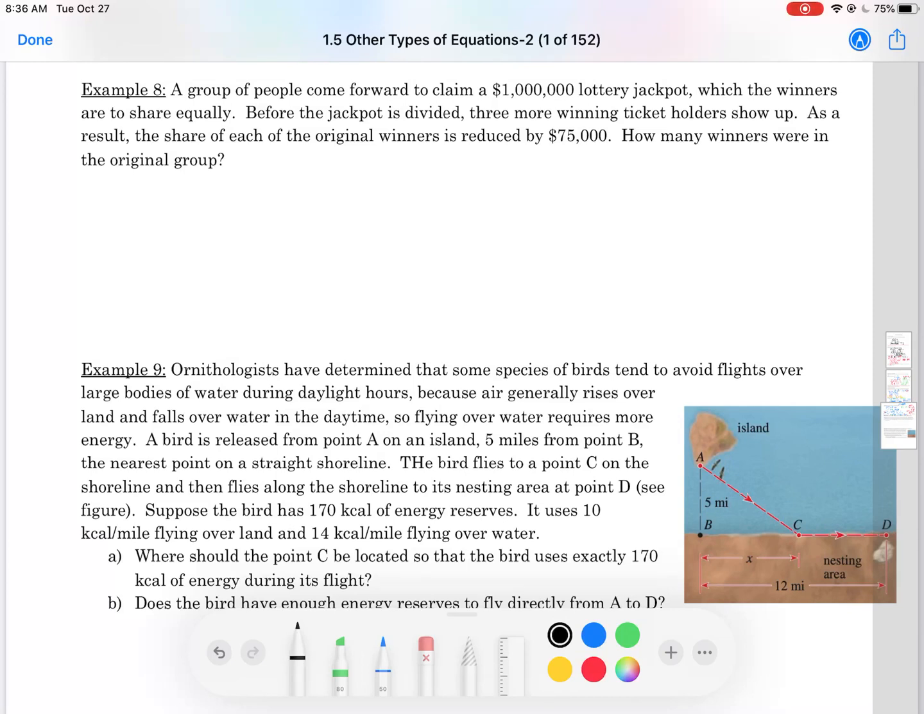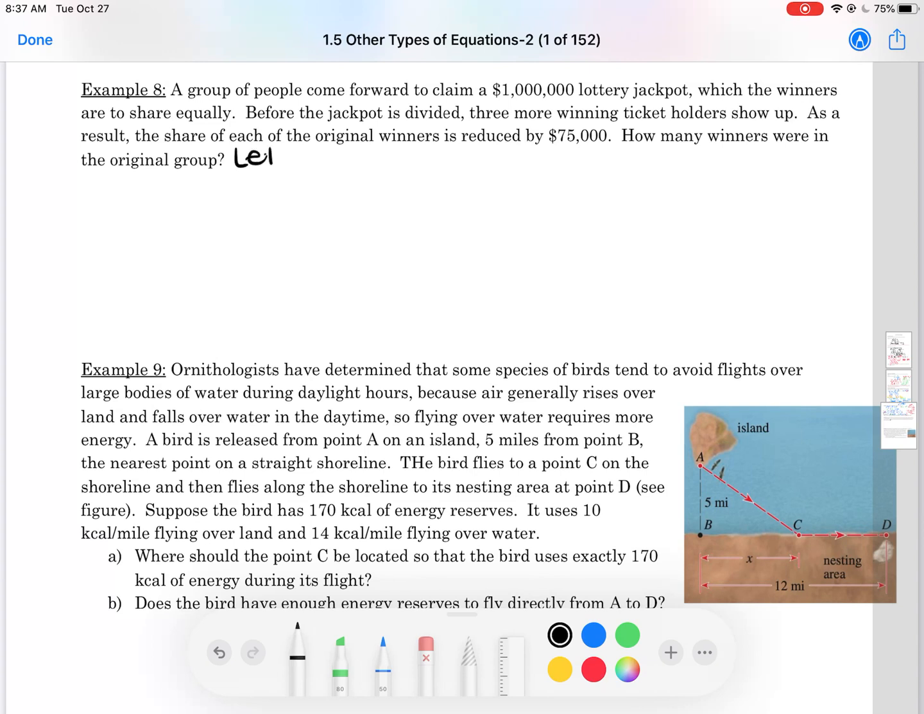Section 1.5, Part 2. So we're going to do word problems in this section, and the first one says that a group of people come forward to claim a $1 million lottery jackpot, which the winners are to share equally. Before the jackpot is divided, 3 more winning ticket holders show up. As a result, the share for each original winner is going to be reduced by $75,000. So how many winners are there in the original group?